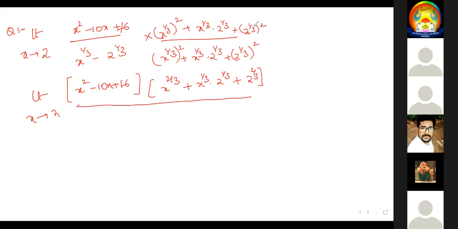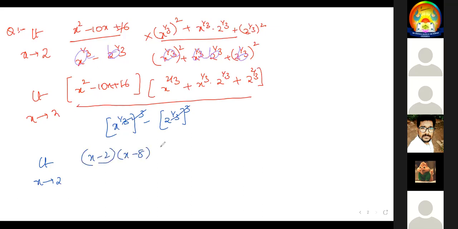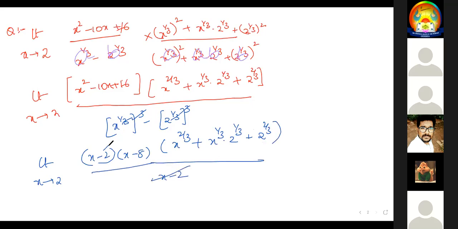And this formula is looking like a minus b into a square plus ab plus b square. It will become x power 1 by 3 whole cube minus 2 power 1 by 3 whole cube. These two get cancelled. So limit x tends to 2, this is x minus 2 into x minus 8, into x power 2 by 3, x power 1 by 3 into 2 power 1 by 3, 2 power 2 by 3, divided by x minus 2. X minus 2 gets cancelled.